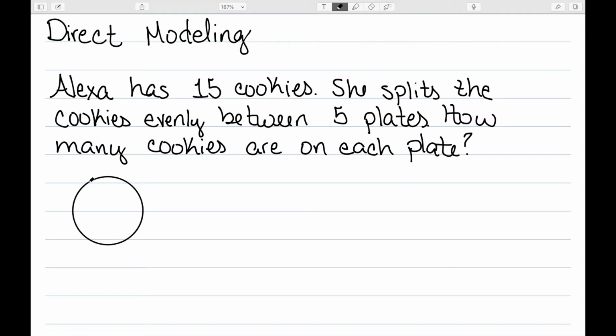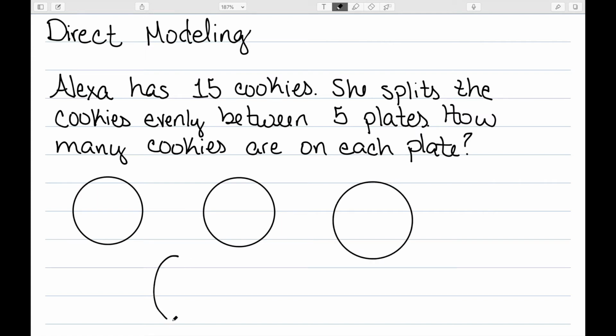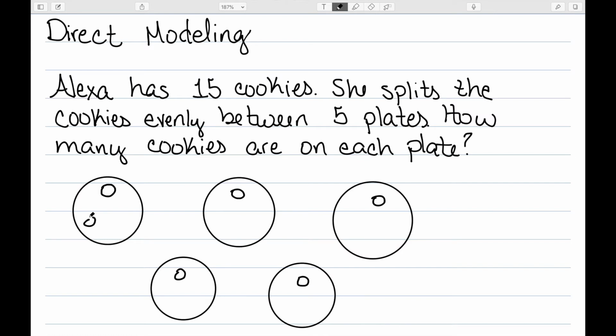So we would have 5 plates. Here's 1, 2, 3, 4, and 5. And now that I have my 5 plates, we would just slowly add in the cookies until we get to 15. We have 1, 2, 3, 4, 5, 6, 7, 8, 9, 10, 11, 12, 13, 14, 15. So we can see that the answer would be 3. There are 3 cookies on each plate.